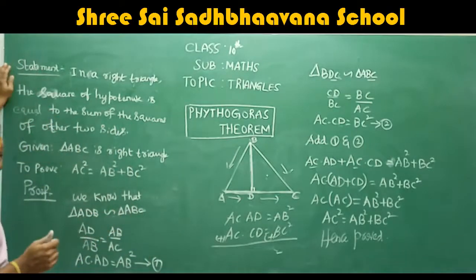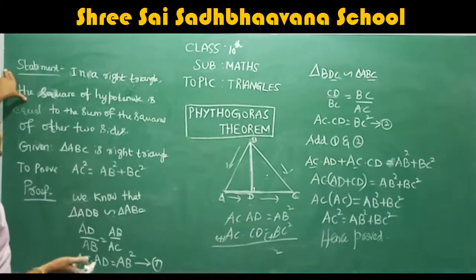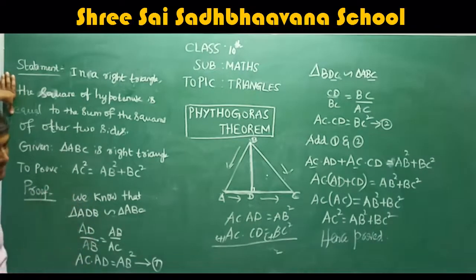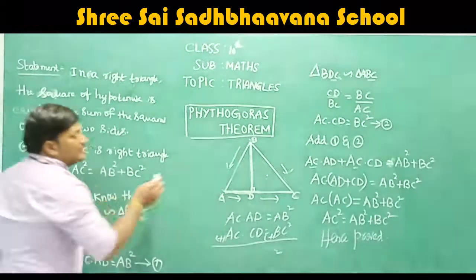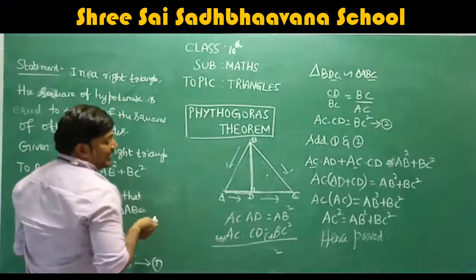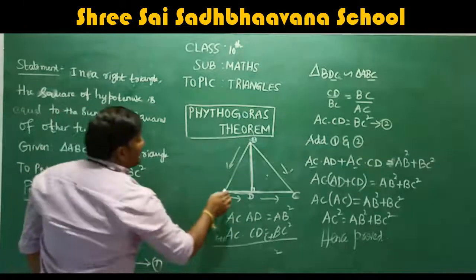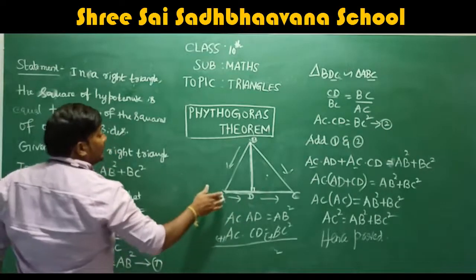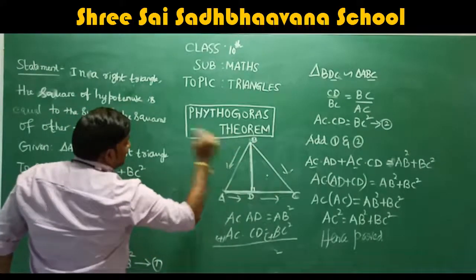So what does the statement of the Pythagoras theorem say? In a right triangle, the square of the hypotenuse is equal to the sum of the squares of the other two sides. If you consider triangle ABC as a right angle triangle, what is the hypotenuse? AC. So AC square is equal to what? The other two sides, AB and BC.